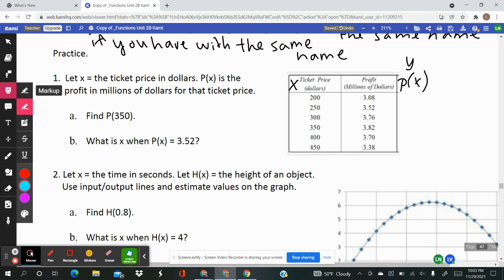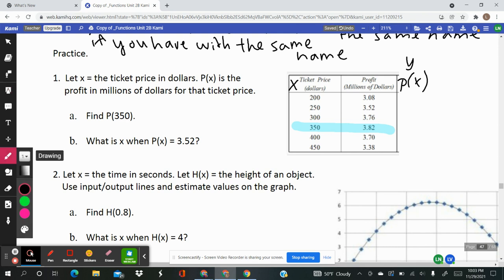So if it costs $350, the profit is going to be $3.82 million. So it does say in the chart 3 and 82 hundredths, or 3.82, but then at the top it says millions of dollars. So I'm going to make that $3.82 million.